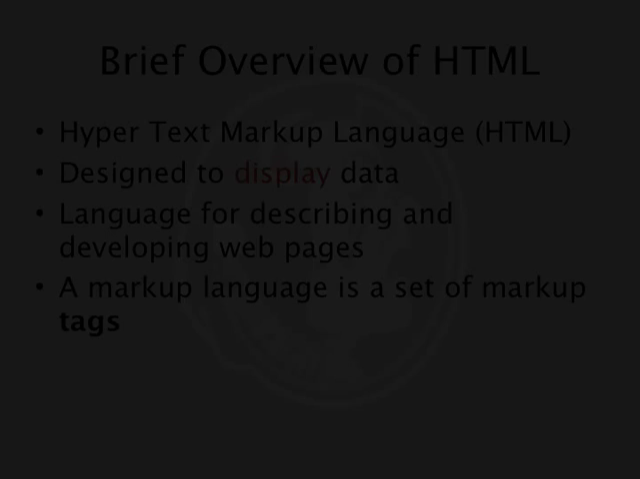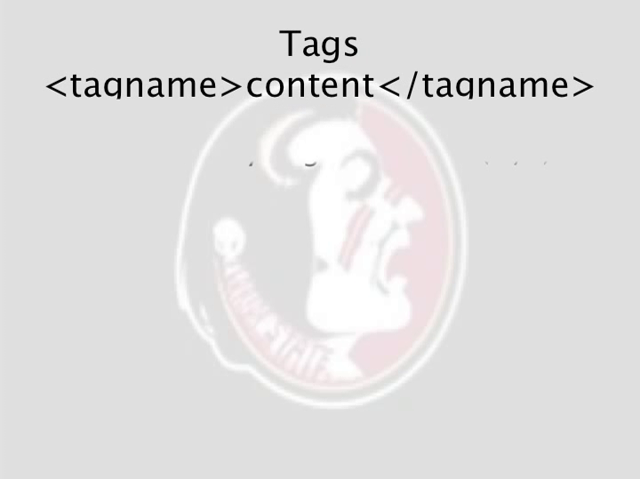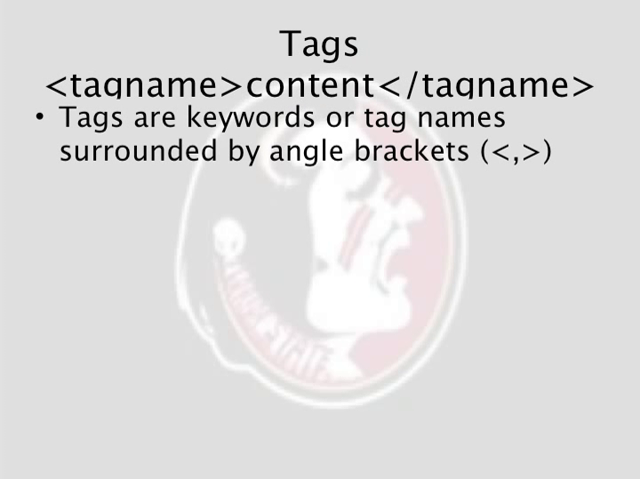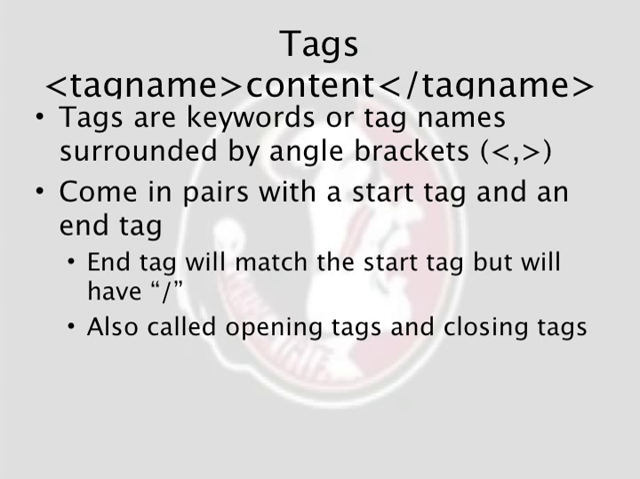So what is a tag? Tags are keywords or tag names surrounded by angle brackets. So this would be the tag name, and this would be the content. This is what gets displayed on the web page. They come in pairs with a start tag and an end tag. So here's the start tag, here's the end tag. See that it matches the start tag exactly, but it also includes a / here. Sometimes they're also called opening and closing tags.